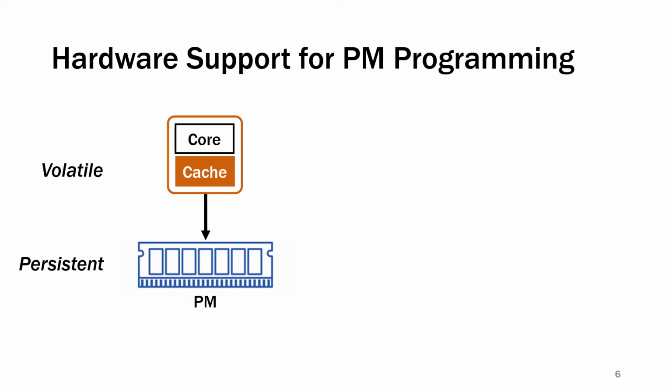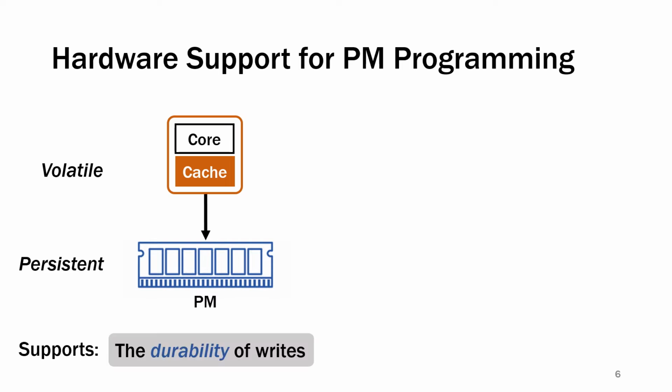To support persistent memory programming, the hardware platform has introduced new primitives. This figure shows a memory hierarchy where the cache is volatile and the memory is persistent. The system first provides a durability guarantee, that is, a write can become durable on demand. In this example, after writing to location X, the program first issues a cache line write back instruction, or CLW, followed by a store fence, or S fence, to make sure this write back is complete. And at this point, the location X has been persisted.